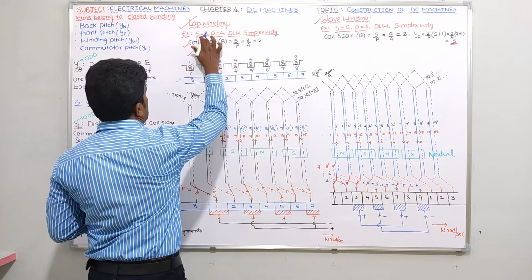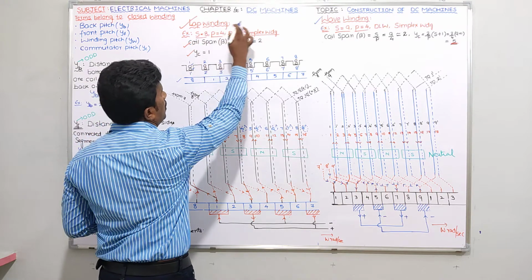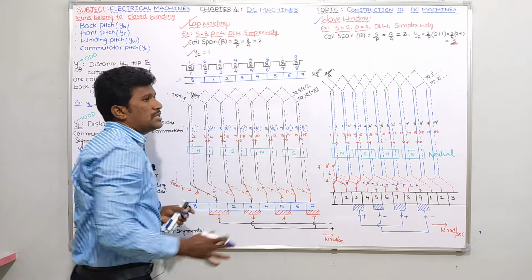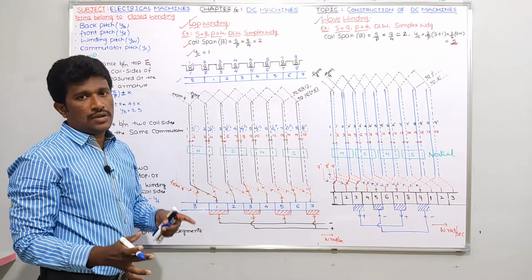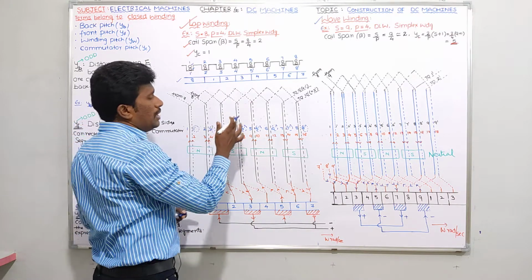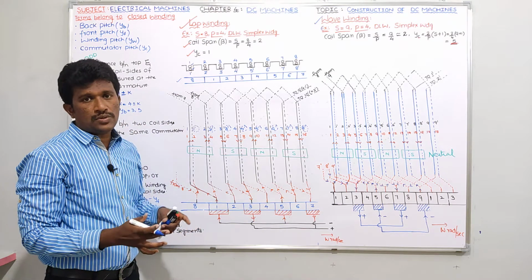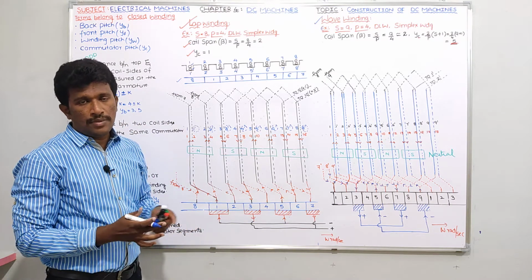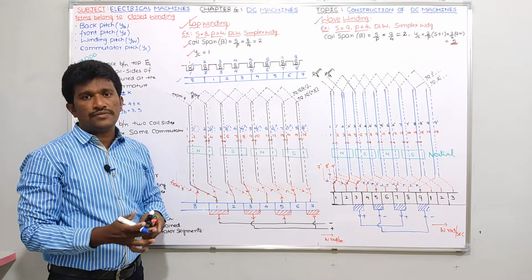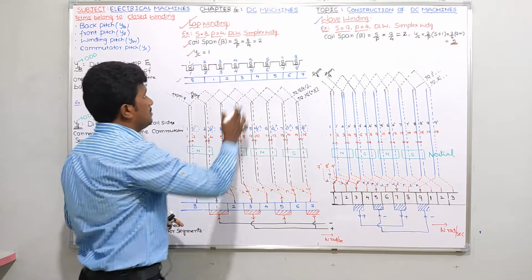Number of slots I have taken 8, poles I have taken 4, double layer winding, because in a DC machine by default the armature winding will be double layer winding. Where double layer winding means what? Number of slots equals number of coils. Double layer winding, number of coils equals number of slots. This is already told. And simplex winding.